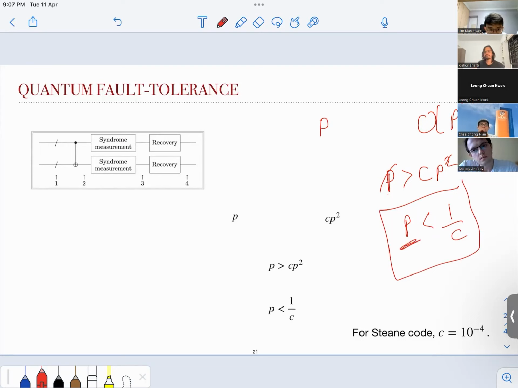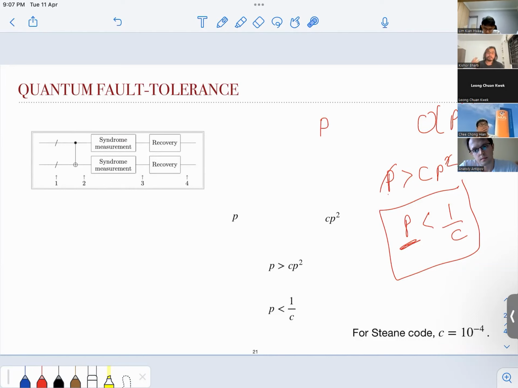So every experimentalist, when you come up with a code, is interested in this one number: what is the threshold? This number captures, when you go from the physical circuit to the logical circuit, the error below which you benefit. Otherwise, if you don't benefit, then why go to the logical implementation? I could have just run my old circuit. So for the Steane code, this is 10 to the power minus 4. For surface codes, it's about 10 to the power minus 1.